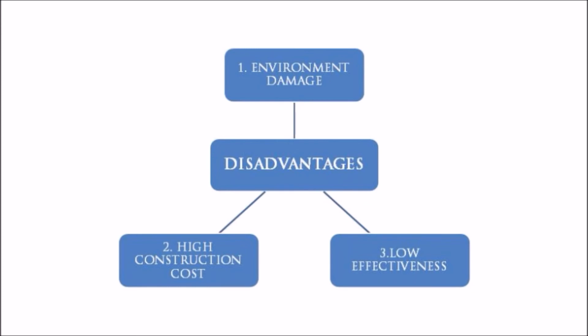The second disadvantage is that it has a high construction cost. Low operating cost doesn't mean that building is cheap. The average cost of building a hydro dam is about 15 billion ringgit, and that's a lot of money. The final disadvantage of hydro energy is that it has low effectiveness. It is because non-renewable energy is more effective than hydro energy. That is all of it. Thank you.